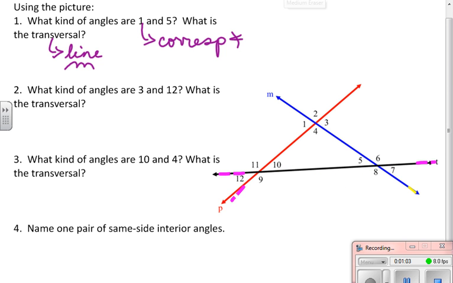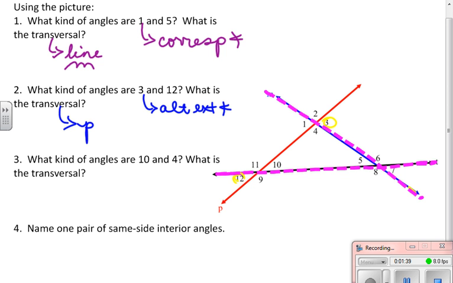Let me erase all that and see our next angle pair. What kind of angles are 3 and 12? Well, 3 and 12 appear to be formed by this line, and now my red line is acting like my transversal. So what kind of angles do I have? Where is everything relative? Well, 3 and 12 are outside of the intersecting lines and on opposite sides of the transversal. So that means they are alternate exterior angles, and my transversal is the red line P.